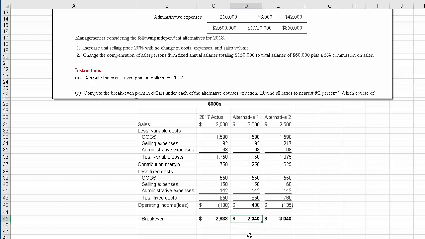So certainly if we raise the price and do nothing else, break-even goes down. In the second alternative, break-even went up because it's clearly a step in the wrong direction from where we're operating now. Perhaps if they lowered that commission to something lower, it might be beneficial, or they could consider some other alternatives. But as it stands, the best alternative here is alternative 1. And this is how I approached this one. So I hope you found this beneficial.